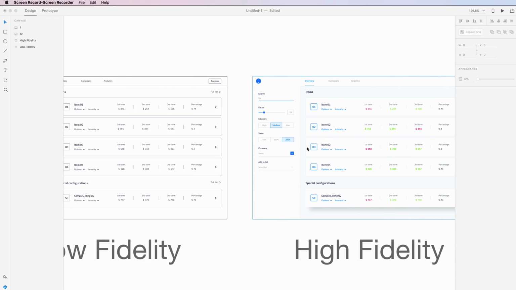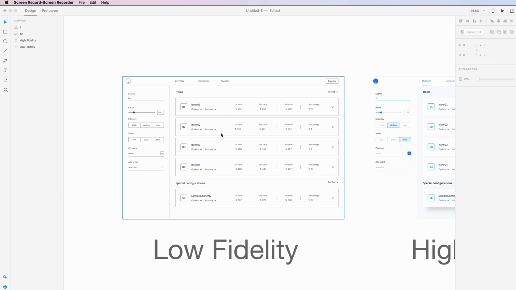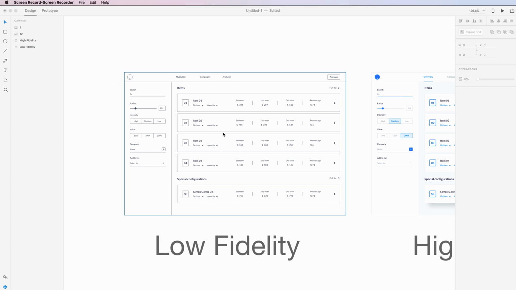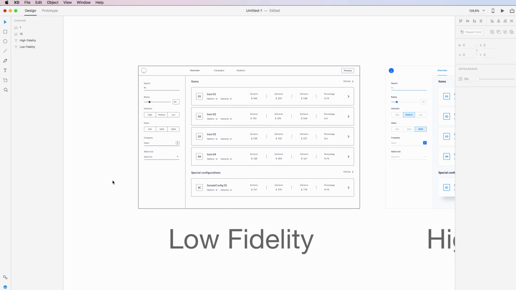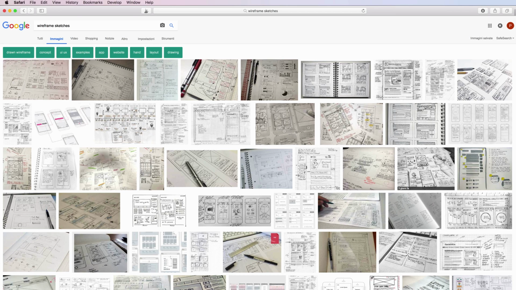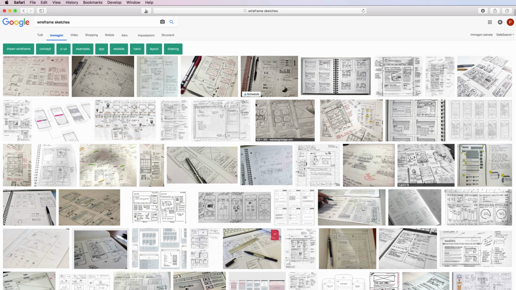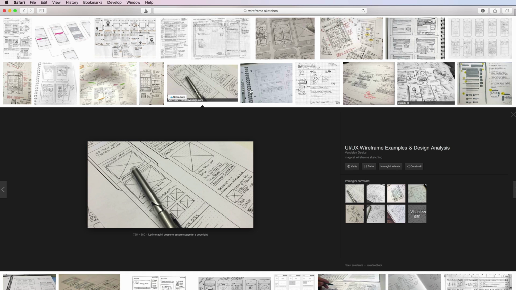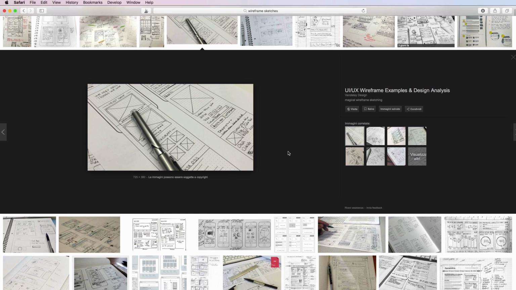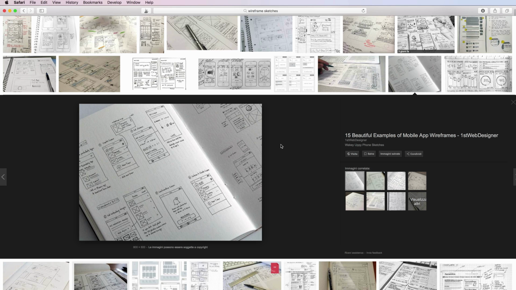Now in this case I have a low fidelity which is very similar to the high fidelity, but this can be even in a more rough form such as sketches. I personally always start a project by doing wireframe sketches just with pen and paper or pencil and paper, and this is something that I really encourage you to do because it really makes you think in a different way instead of just starting right from the software and the computer. And I just googled wireframe sketches so that you can see an idea of what I mean. And yeah, these can be very, very useful.